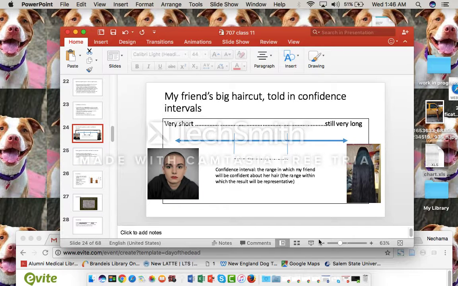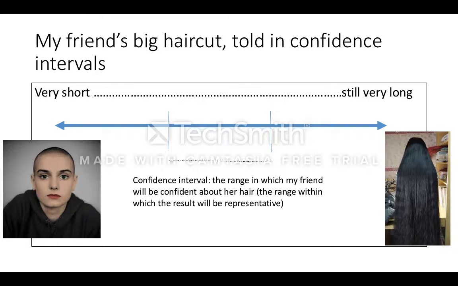the amount of hair that my friend needs to have in order to feel confident. And it needs to be a few units past Sinead O'Connor, and it has to be some units before the person whose feet we can't see. So this is a range of hair length that my friend will be confident about.